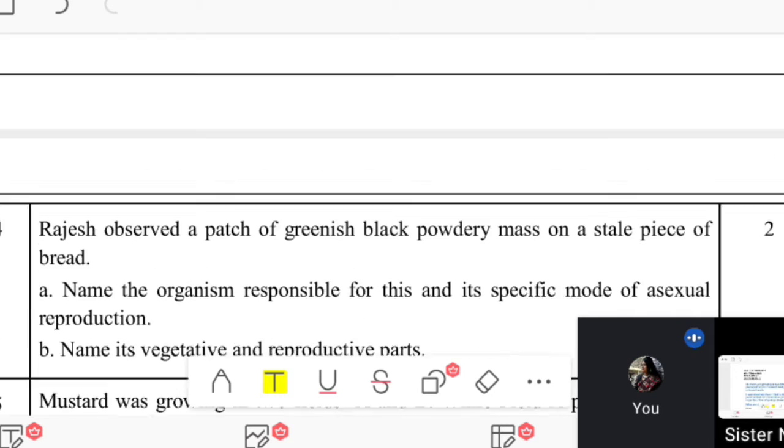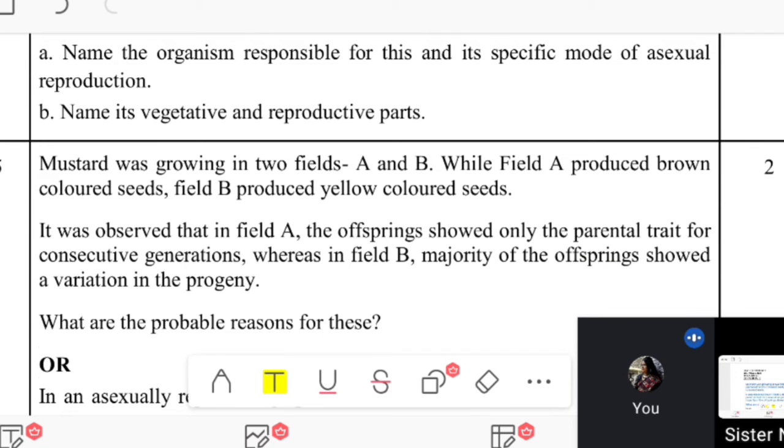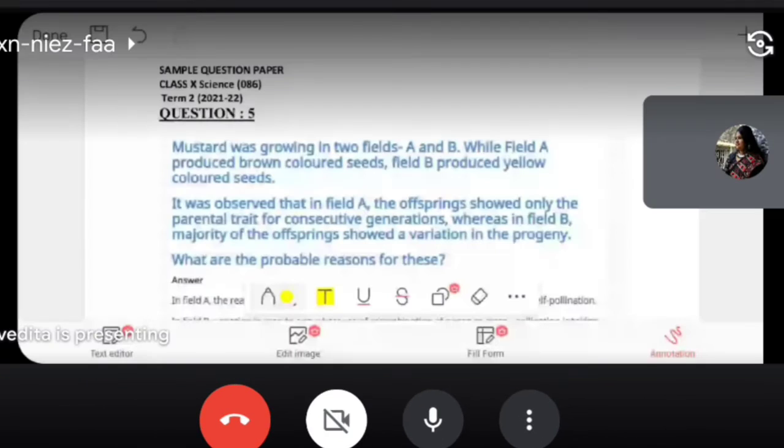In question number 4 I had already told Rajesh, and now we will see question number 5. You will see that in question number 5 there is one alternative question also. Okay, so see, in question number 5 what is written?